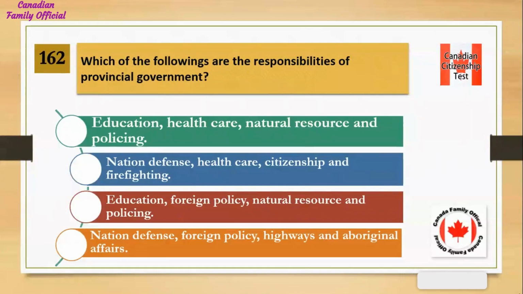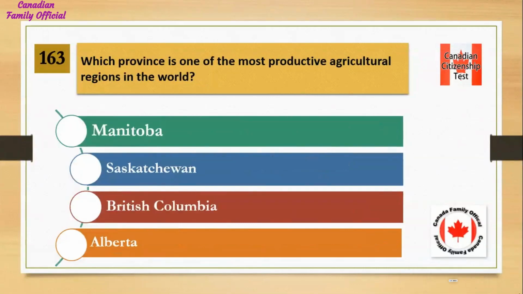Which of the following are the responsibilities of provincial government? Number 1 Education, Healthcare, Natural Resource and Policing. Number 2 National Defense, Healthcare, Citizenship and Firefighting. Number 3 Education, Foreign Policy, Natural Resource and Policing. Number 4 National Defense, Foreign Policy, Highways and Aboriginal Affairs. And the answer is Education, Healthcare, Natural Resource and Policing.